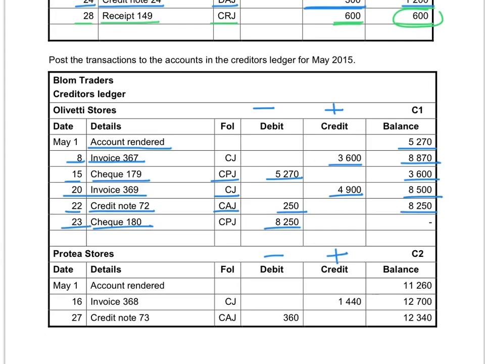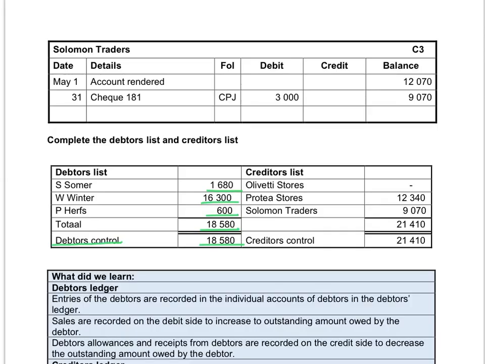The outstanding balances in the creditors ledger will be posted to the creditors list to determine what is the total amount that's outstanding to creditors at the end of the month. Olivetti, the full amount was paid. Protea stores, we owe 12,340, and Solomon Traders, we owe 9,070. If we add this up, it gives us a total debt of 21,410.